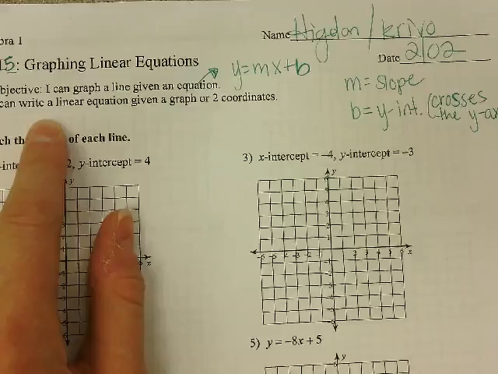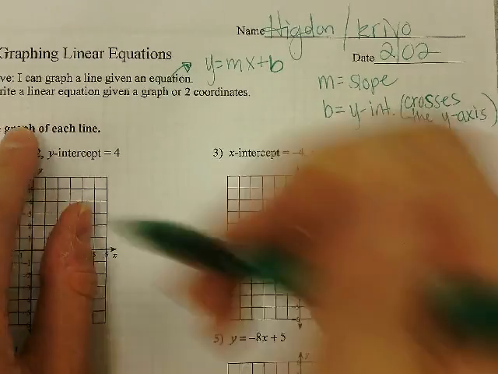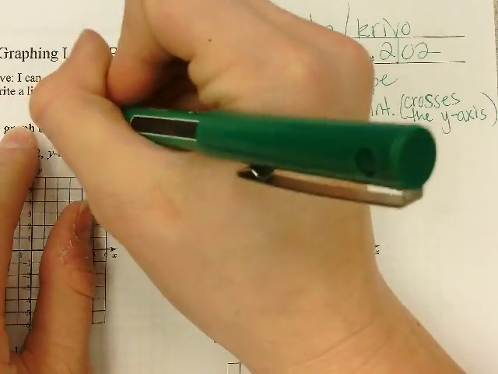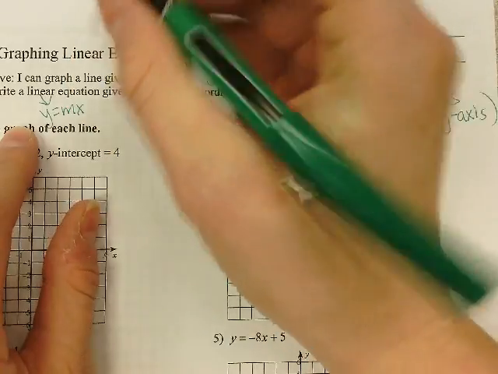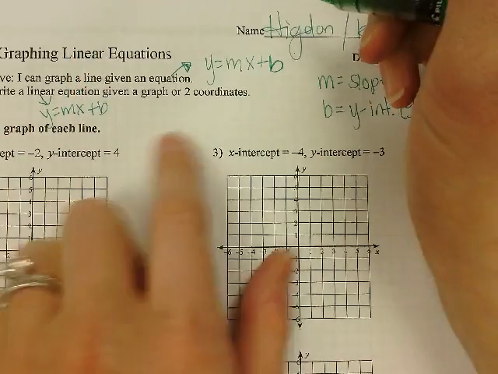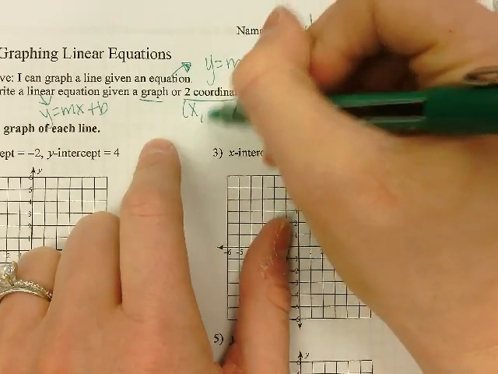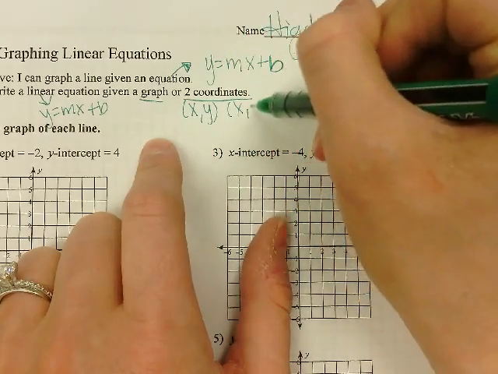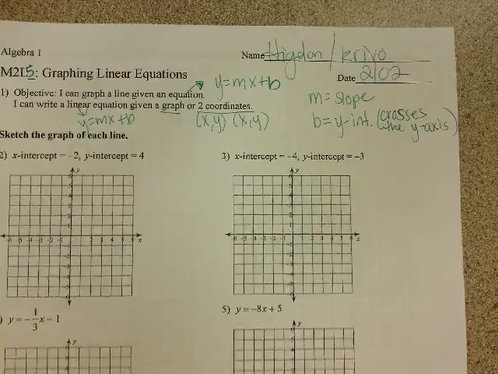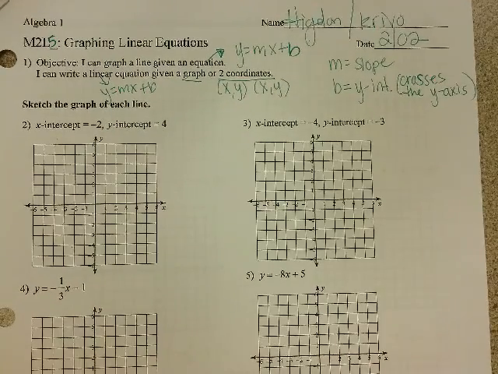I can write a linear equation. So once again, y equals mx plus b, given a graph or two coordinates. Remember, your coordinates are x, y, and x, y. Okay, so that's what we're doing today.